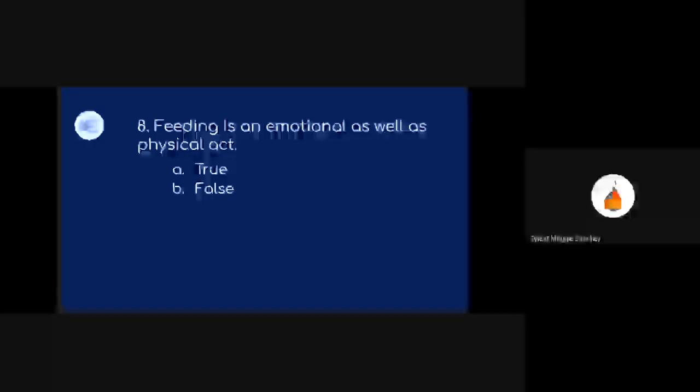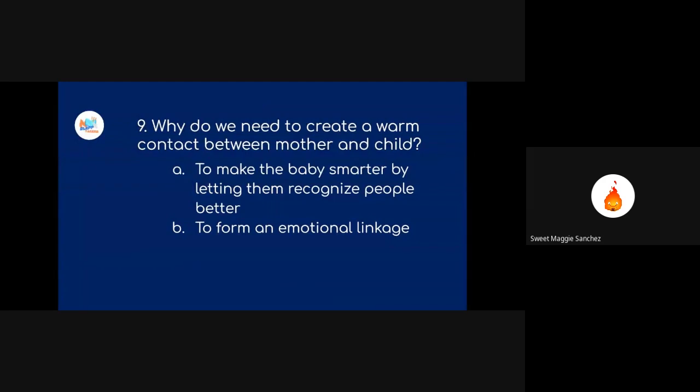Okay, timer stops. Question 9. Why do we need to create a warm contact between mother and child? Is it A, to make the baby smarter by letting them recognize people better, or is it B, to form an emotional linkage?